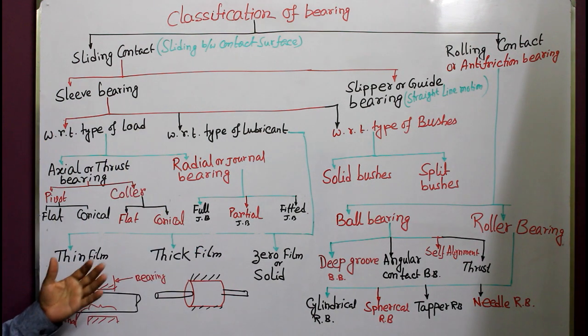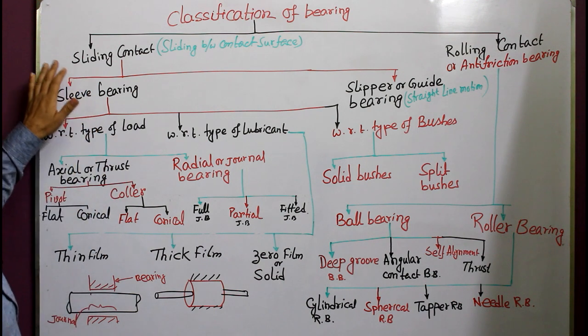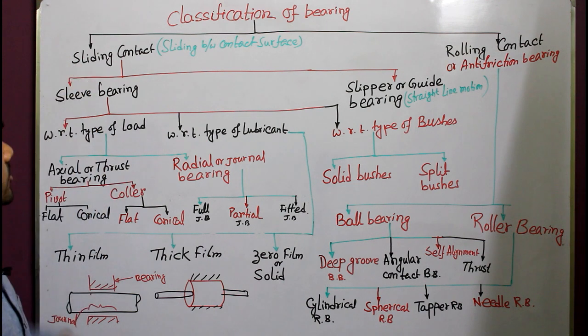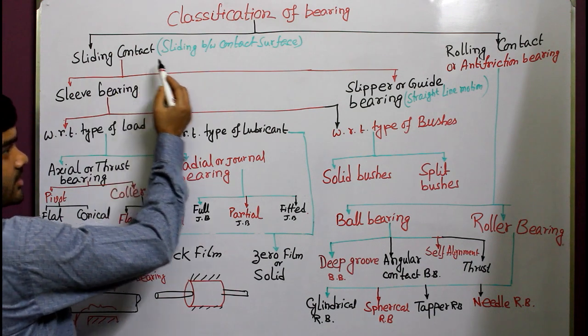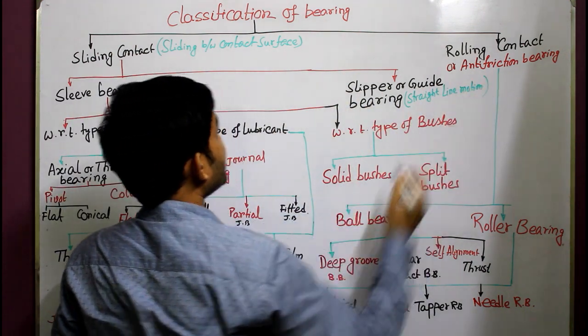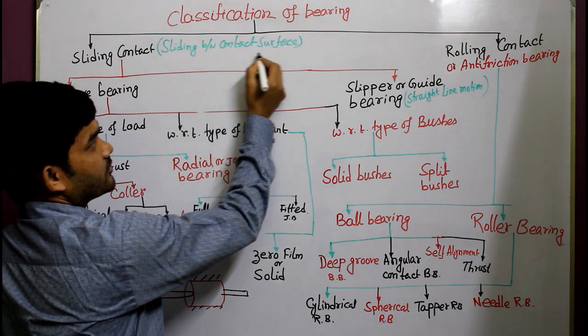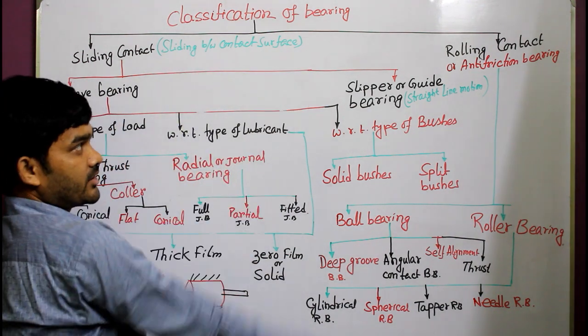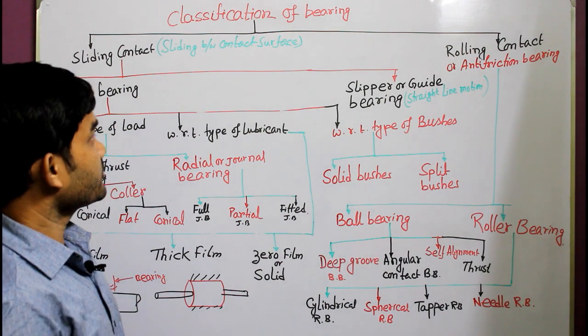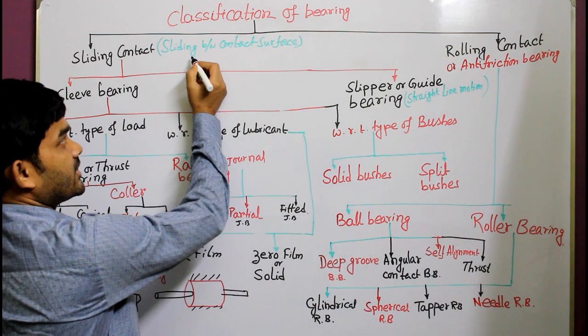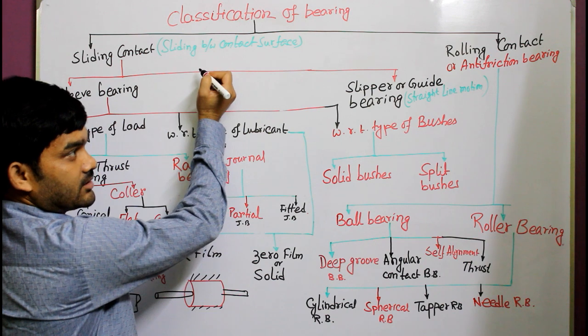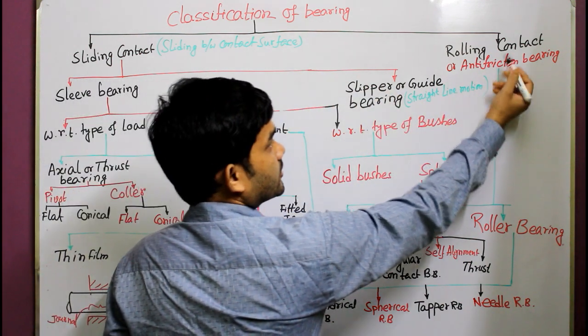In a broad manner, if we classify, we get two types of bearing. One is known as the sliding contact bearing, and the other is the rolling contact bearing. In a sliding contact bearing, there is sliding between the contact surfaces. Since a bearing means there should be relative motion, that relative motion will be in the form of sliding. And here it will be rolling.